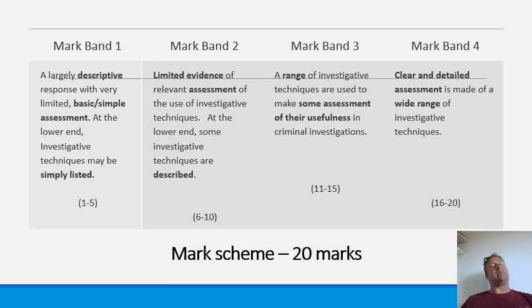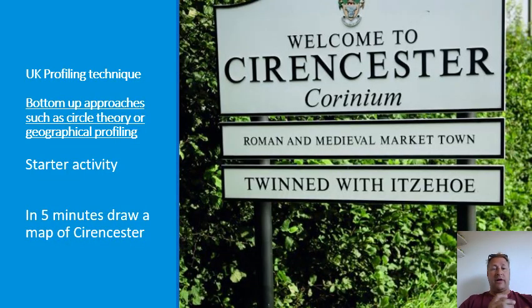Okay, and today's session is all about the UK profiling technique. It's sometimes called a bottom-up approach because you look at the evidence and work your way up to get the theory based on what you think the offender is going to be like. Well, the American one is you have these organised and disorganised, and you work your way down and make sure that the offender fits in either organised or disorganised.